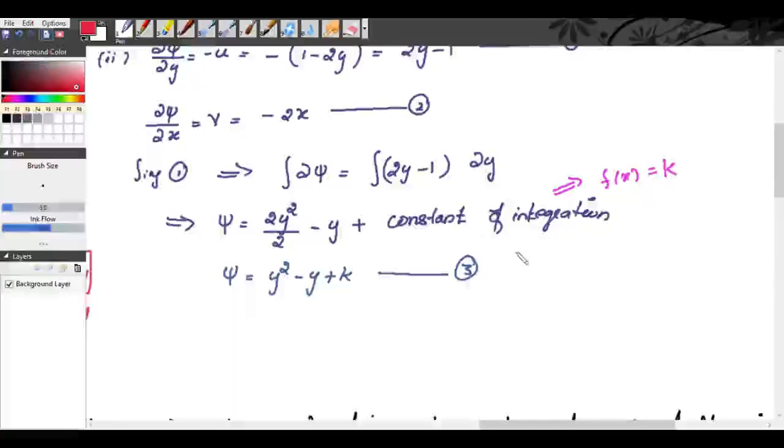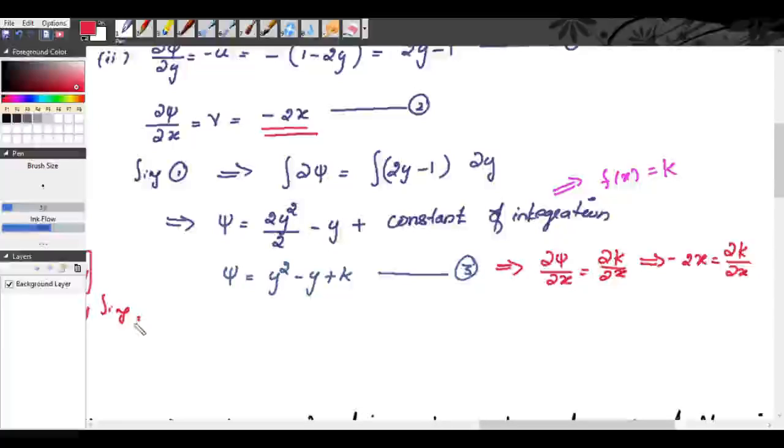Okay, we have only some space. Now differentiating this with respect to x, we get dou psi by dou x is equal to dou k by dou x. But from equation 2, we know dou psi by dou x is equal to minus 2x. So minus 2x is equal to dou k by dou x.